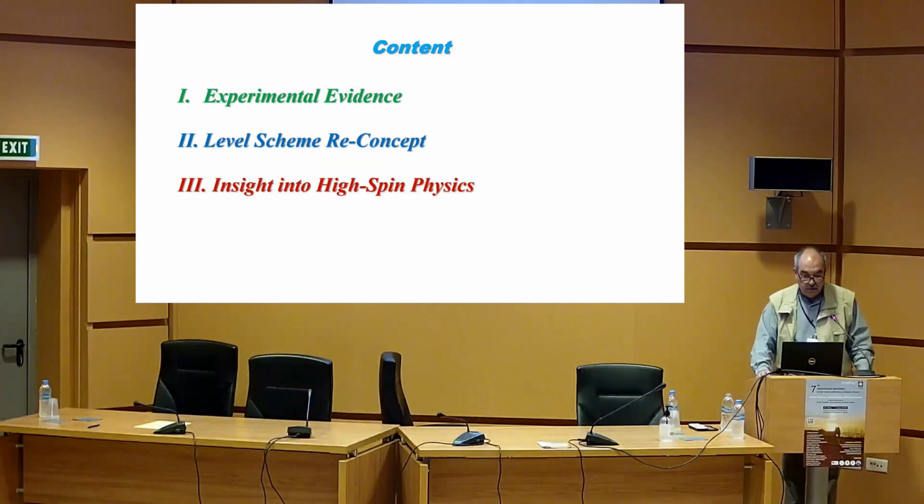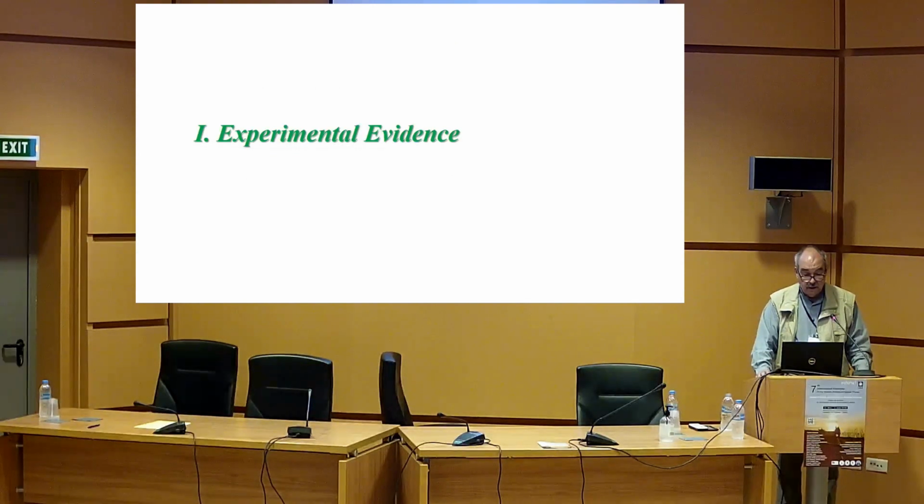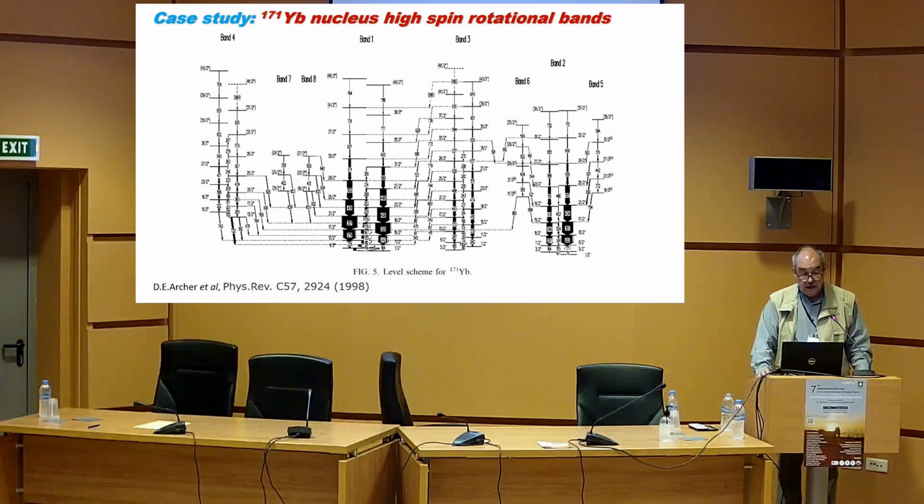Our presentation is divided into 3 parts. First is the experimental evidence of the property which triggered all this work. Second is a level scheme reconcept, and third is the insight into high-spin physics. For the experimental evidence, our case study is the 171 ytterbium nucleus, with high-spin rotational bands with a number of structures, of which most are double signature partners.